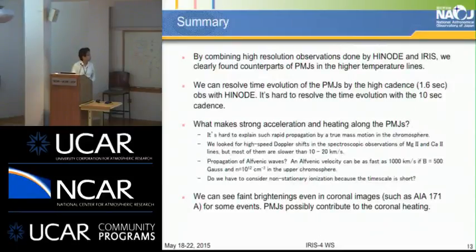Okay, so let me summarize my talk. We can clearly identify the counterparts of the penumbral microjets in the IRIS observation. But still, the question is what makes such very rapid acceleration and heating in the penumbral microjets? It's still not clear. So I speculate that the propagation of Alfvén waves is the only possibility to explain such very fast speeds. If the magnetic field is very strong and the density is low enough in the upper chromosphere, probably such high-speed motion may be explained. But still, we need a lot of study.